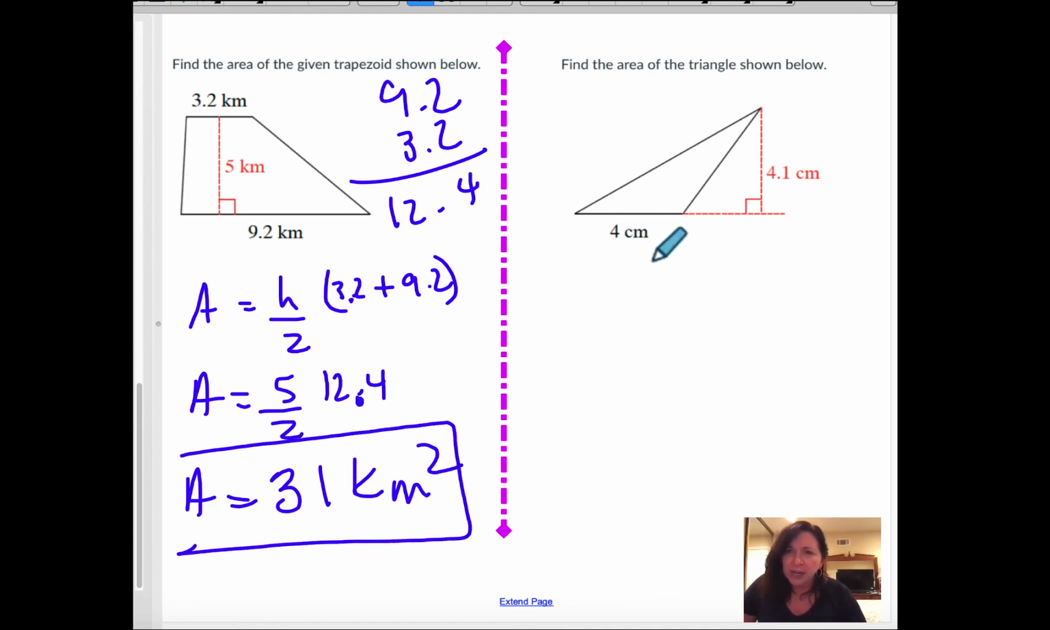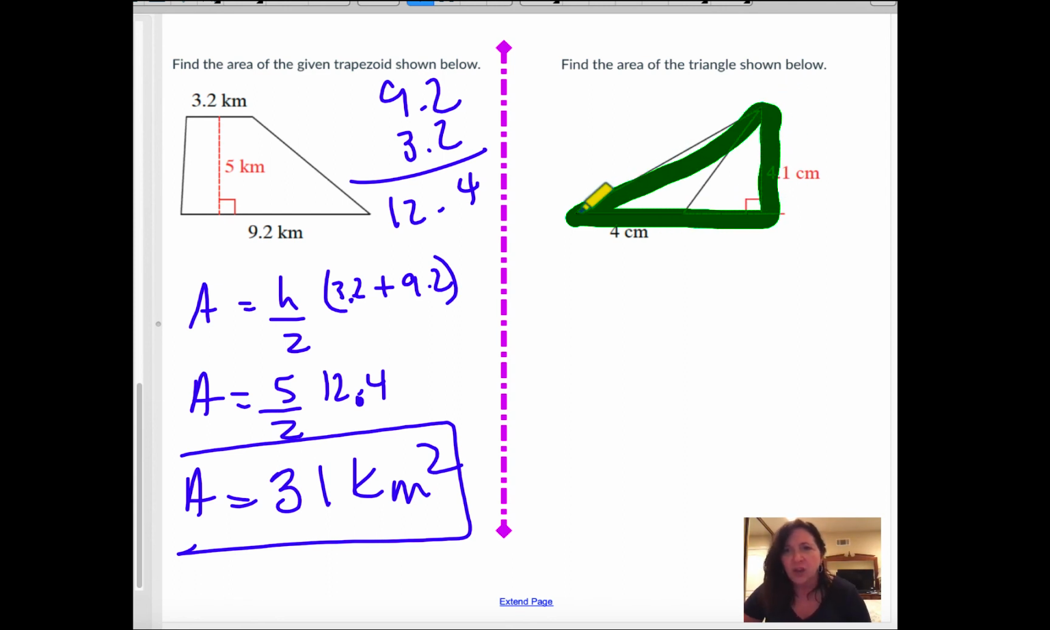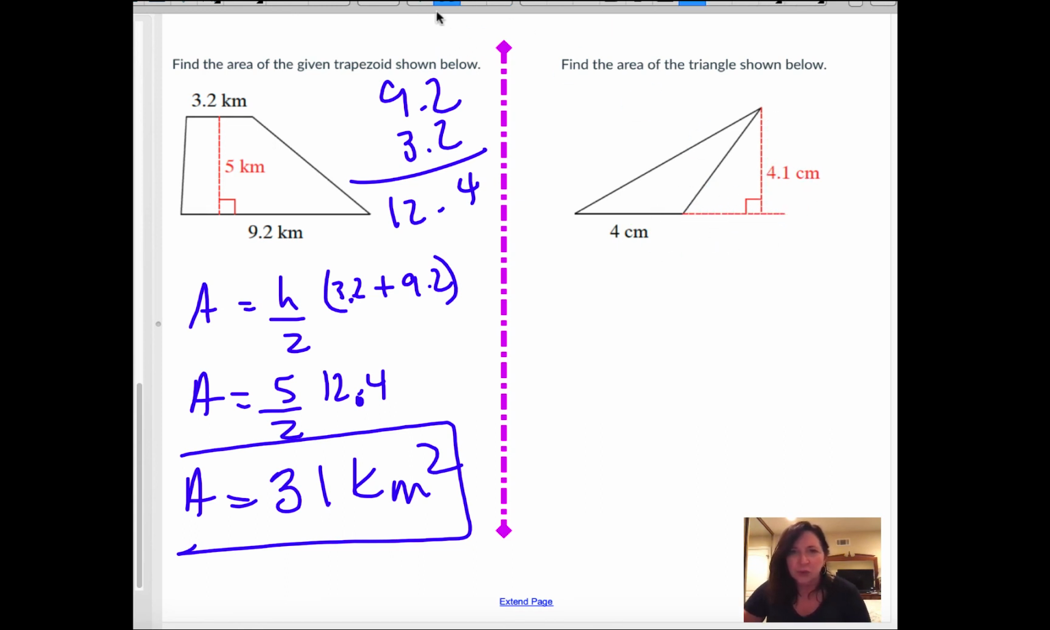This one here is a triangle. And by the way, be careful with this. This is not a right triangle. A lot of kids look at this and ask, is that the right triangle? No, that is not it. The actual triangle is this right here. That's the triangle they're talking about. Once you see that, you should be okay.